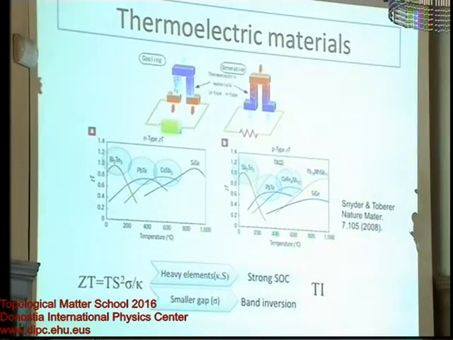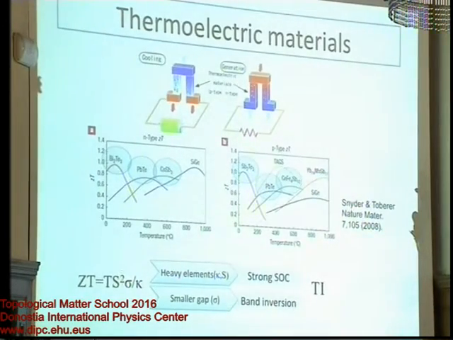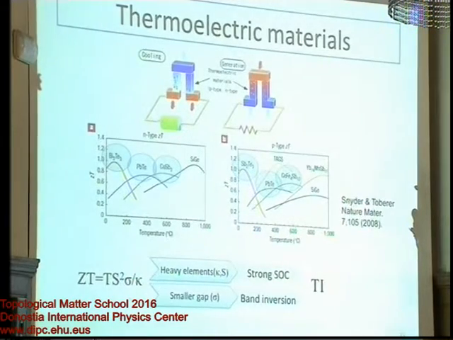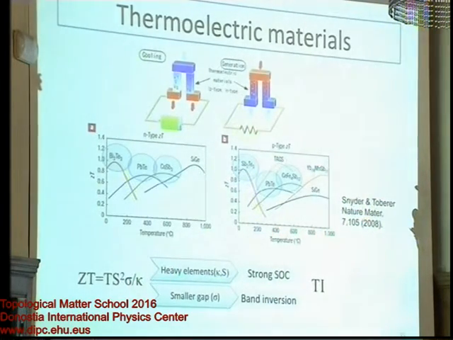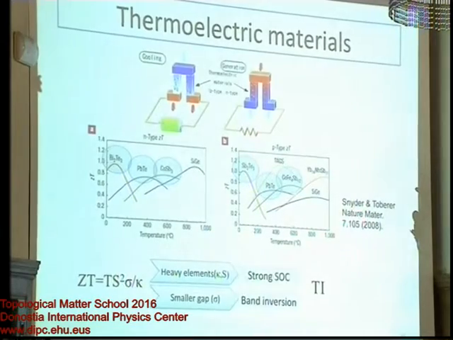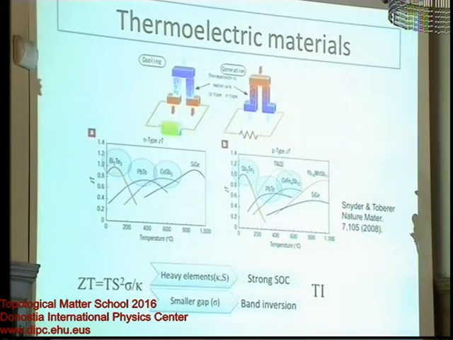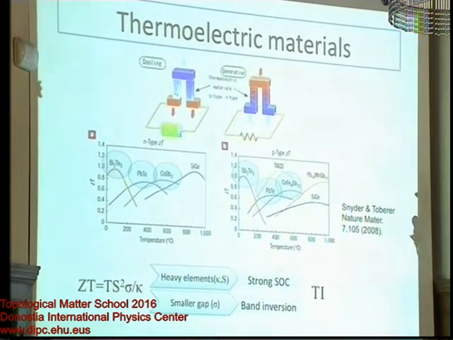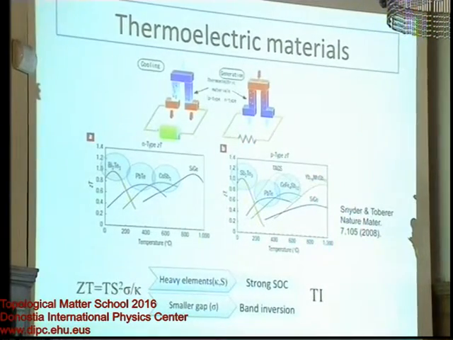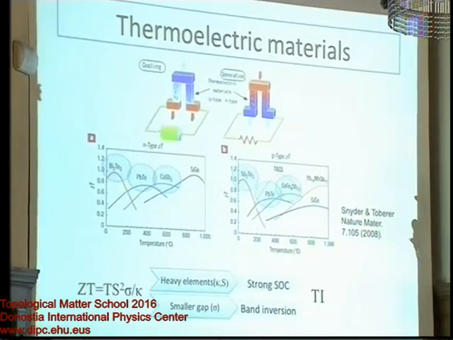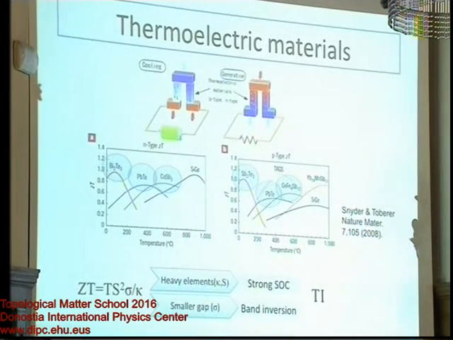For thermoelectrics, this is the figure of merit. This is the Seebeck coefficient, this is the electric conductivity, and this is the thermal conductivity. Thermoelectrics prefer a large Seebeck coefficient and high conductivity. This already means the gap might be smaller. And a high Seebeck coefficient means you usually prefer a relatively flat band, from heavy elements. Then very low thermal conductivity is also needed, and many heavy atoms in the lattice will help this point. So it also prefers heavy elements and a small gap system.